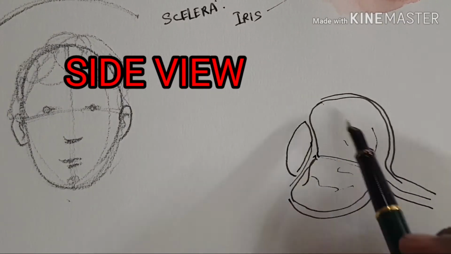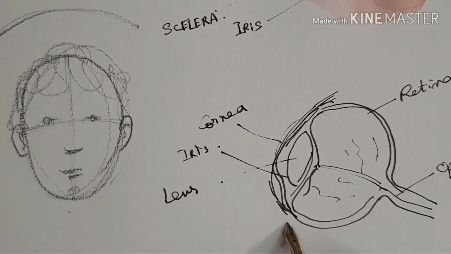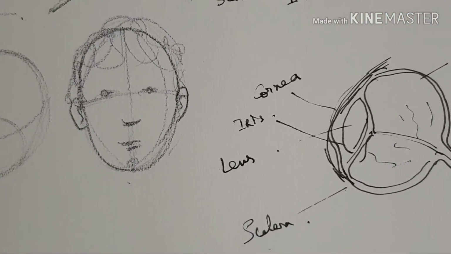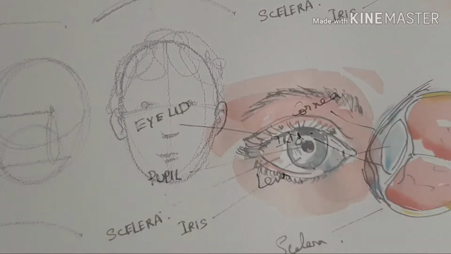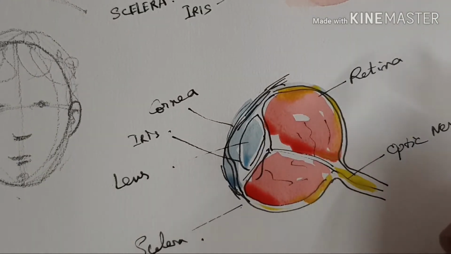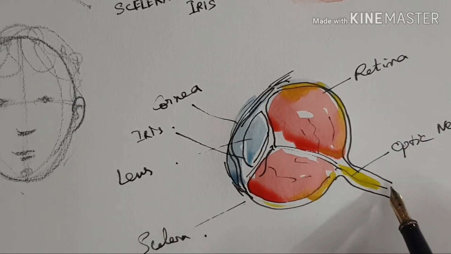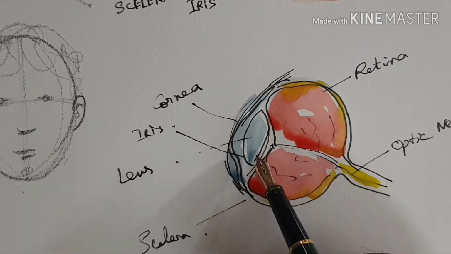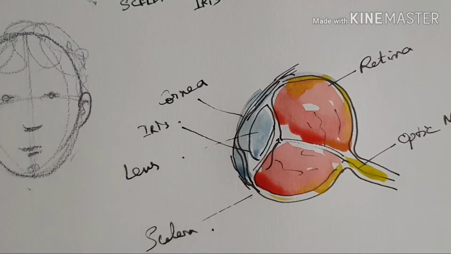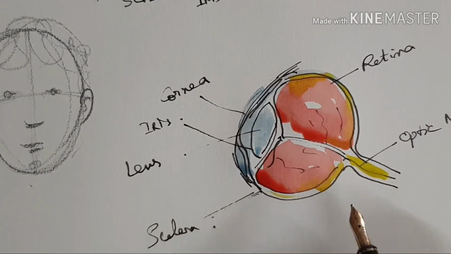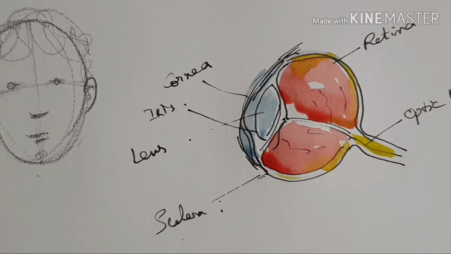Now, from a side view, to draw any subject, we should first identify it. We should know the subject. This is retina, and this is optical nerve, and this is lens, and through that lens light will travel, and that reaches the brain, and we recognize the images. It's called sclera, the white part of this eye.